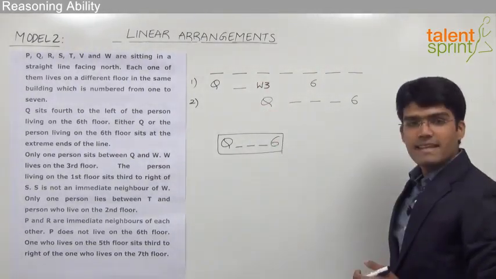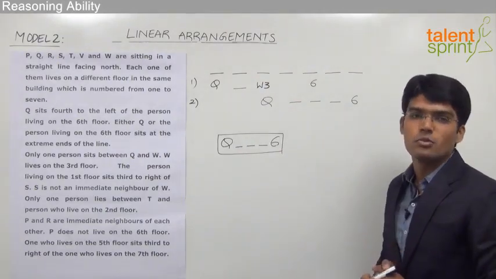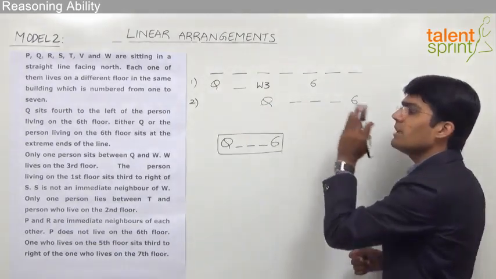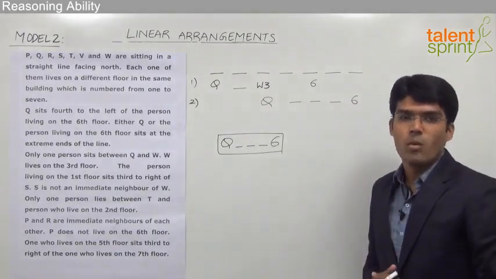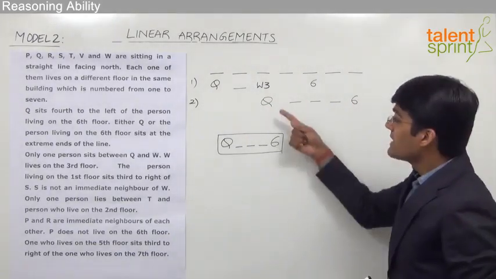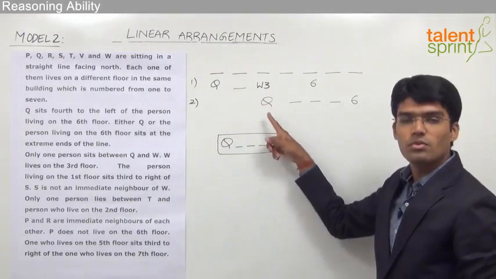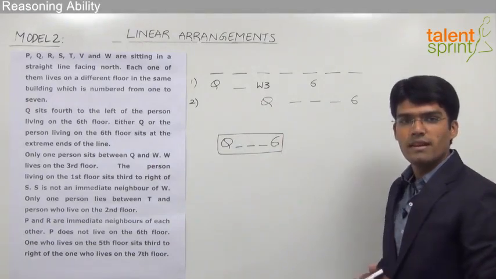Now coming to the second case, there are 2 possible cases to place W. Either W can be on the left of Q or he can be on the right of Q with a gap of 1 person. That means there is now a third case possible. One case with W on the left of Q and the other case with W on the right of Q.